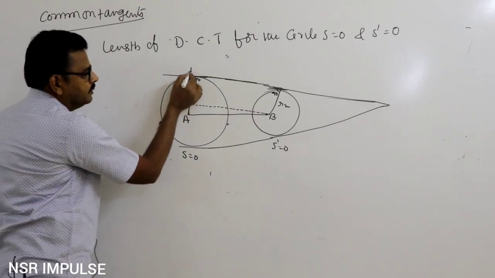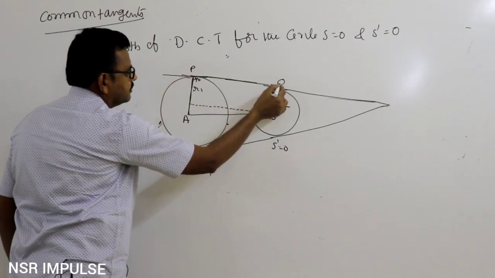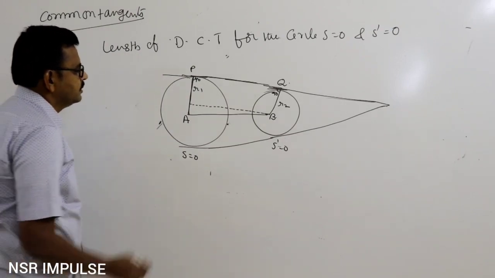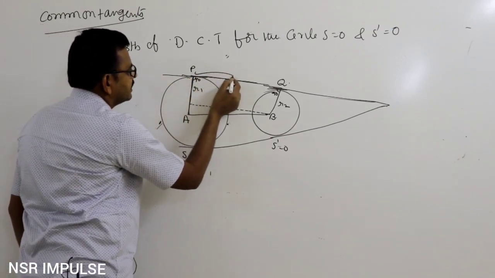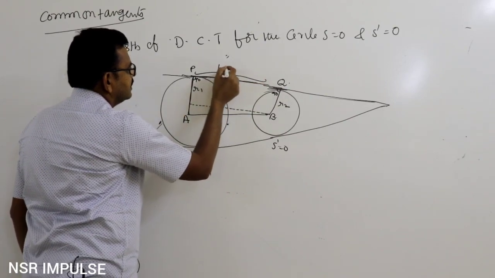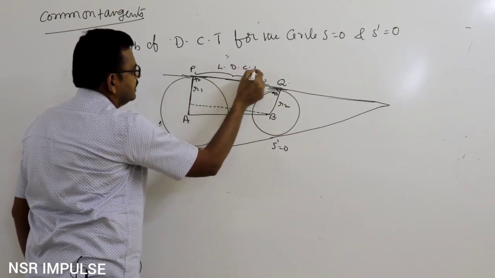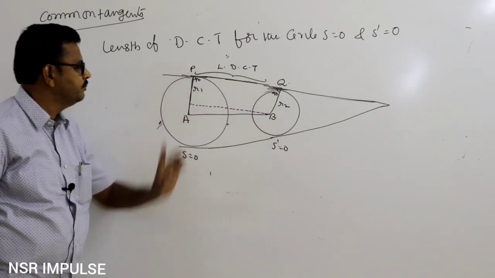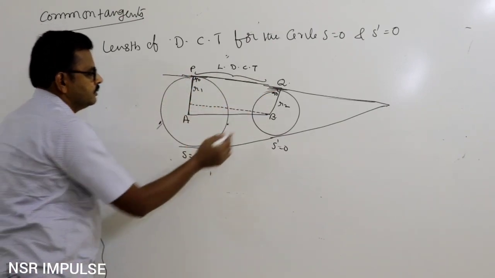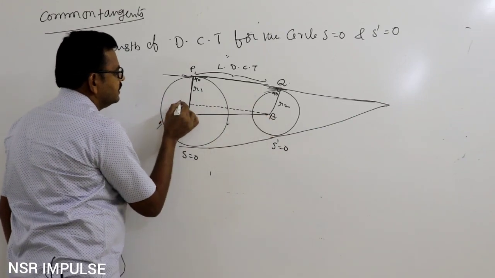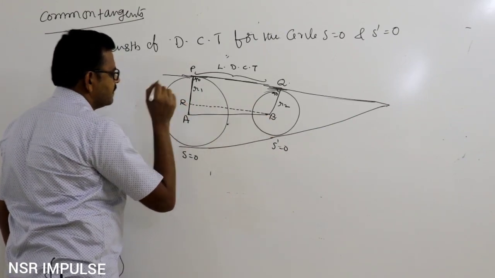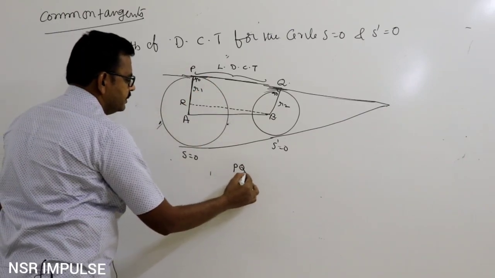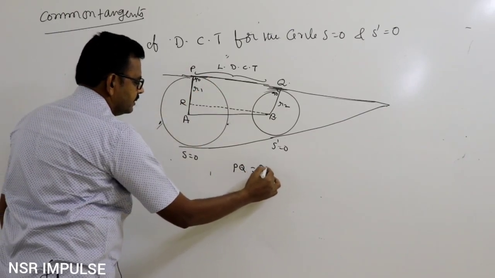Draw a line parallel to this, called PQ. This is the length of the direct common tangent. We have to calculate the length of the direct common tangent PQ. Let this point be R. In this diagram, PQ is equal to RB.